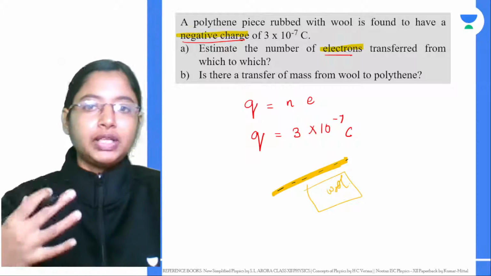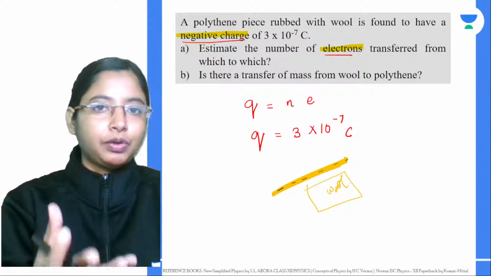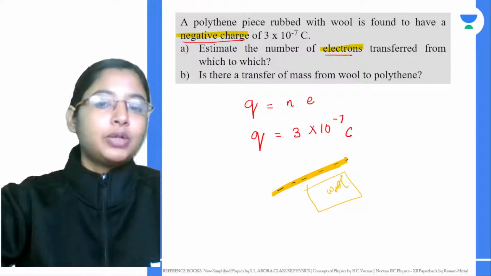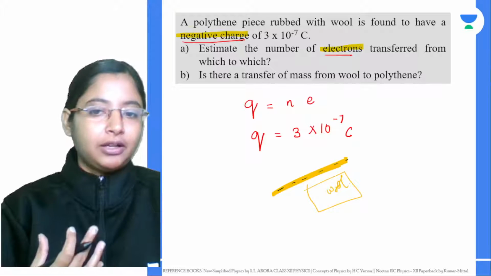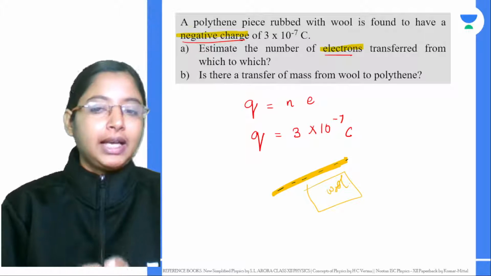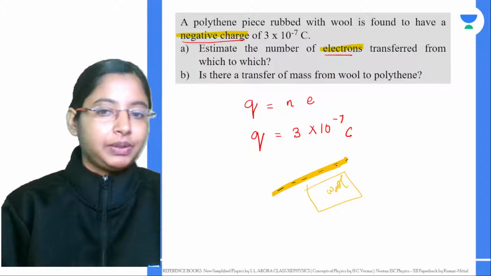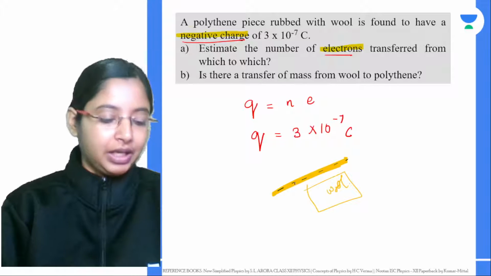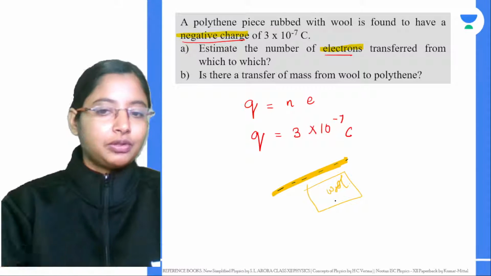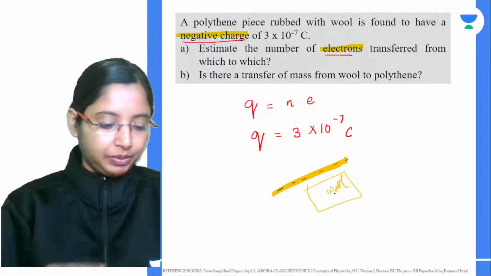Of the two objects here, the polythene piece and the wool, the one which has a lower work function will give out its electrons, right? Wool over here has a low work function. That's why when it was rubbed on the polythene piece, the electrons from the wool have gone towards the polythene piece. So the polythene piece has a total negative charge, and the wool has lost some electrons, right? So there's a deficit of negative charges in the wool. So this has become positively charged.